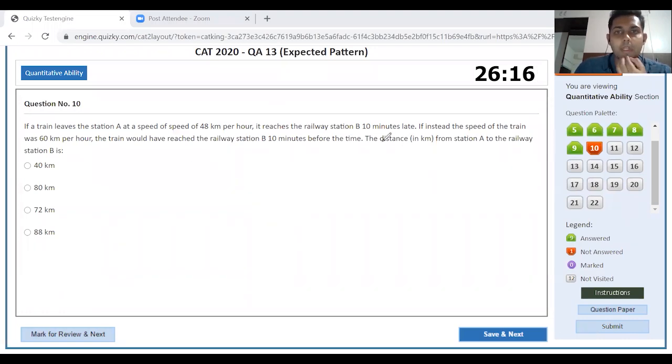48 kilometer per hour, 10 minutes late. So this is t, okay? It is t plus 10 when it is at 48. And at 60 it is t minus 10. Find the distance.